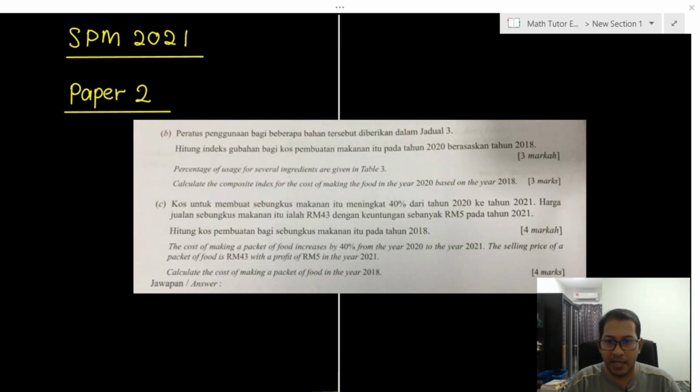For the question part B, percentage of usage for several ingredients are given in table 3. Calculate the composite index for the cost of making the food in the year 2020 based on the year 2018. Okay, continue to read for the question part C. The cost of making a packet of food increases by 40% from the year 2020 to the year 2021. Okay, so the selling price of a packet of food is 43 ringgit with a profit of 5 ringgit in the year 2021. The question asks us to calculate the cost of making a packet of food in the year 2018. So this is the overall question.